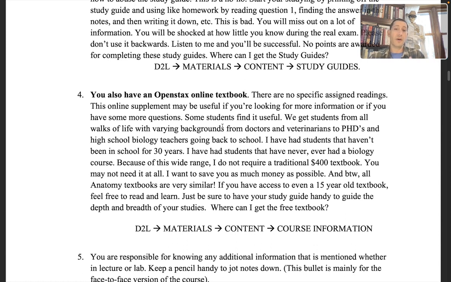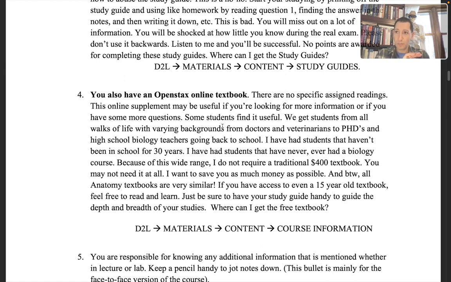Now, I have students from all walks of life. I have had students that are doctors, that are high school biology teachers, PhDs, and so the question always comes up: do I need to buy a textbook? No, you don't need to buy a textbook. I don't require it because some people will need it and some people may not need it. You definitely can be successful.